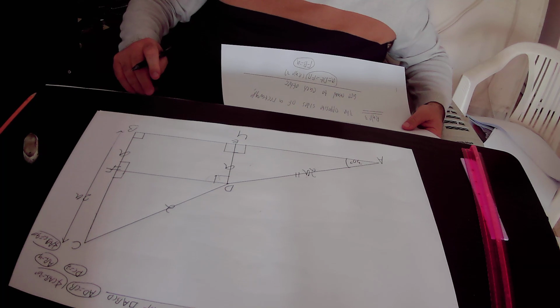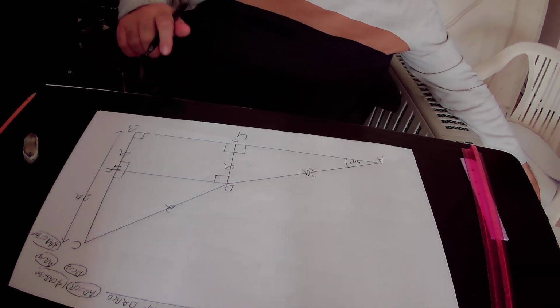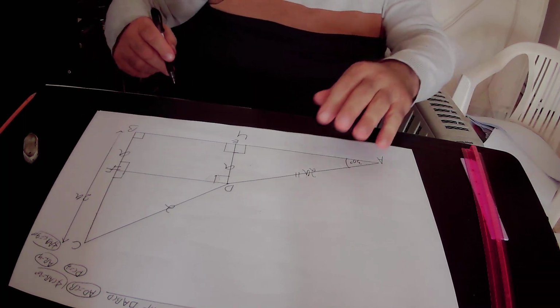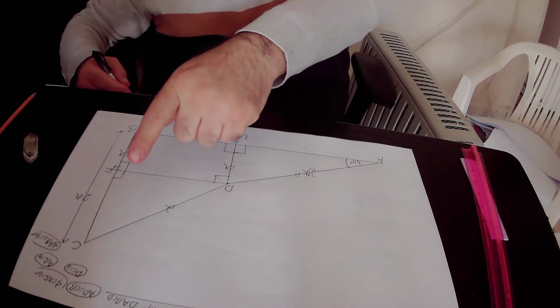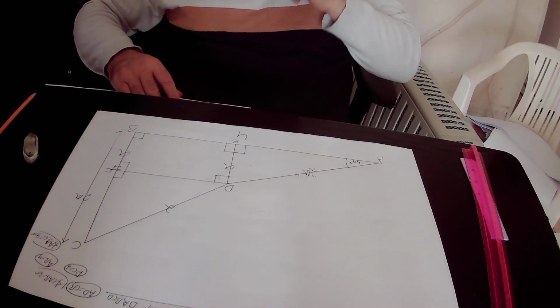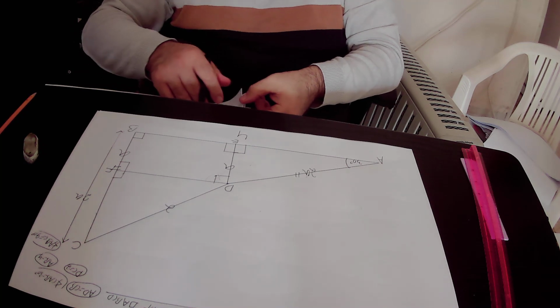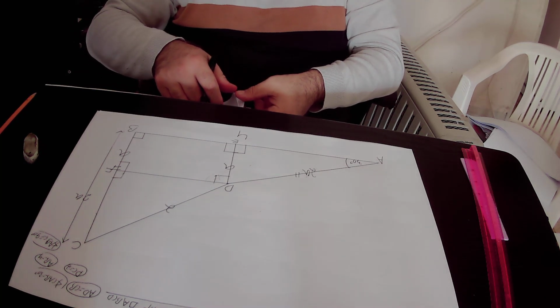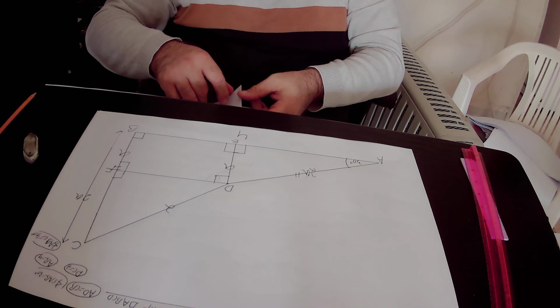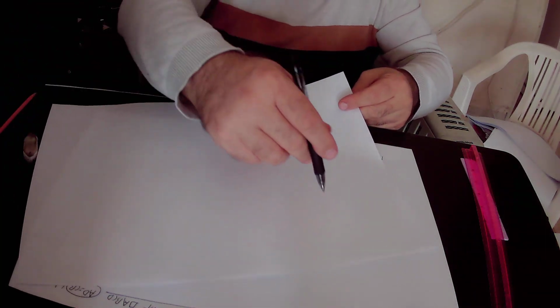And what is the value of CF? You can easily see from the drawing that CF equals CB minus FB. We'll write it down. CF equals CB minus FB.